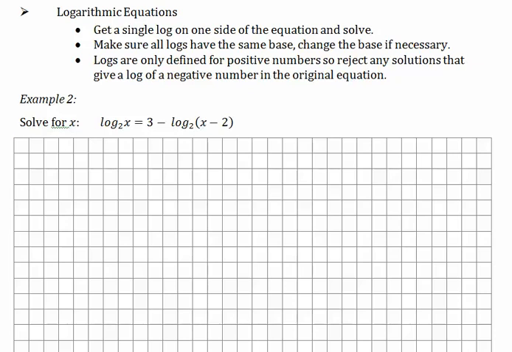And moving on to example 2 in the log equations, solve for x. That equation, log to base 2 of x equals 3 minus log to base 2 of x minus 2.